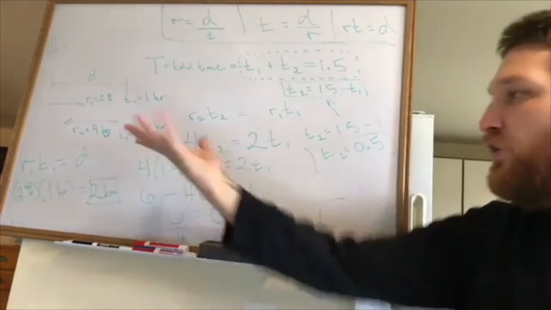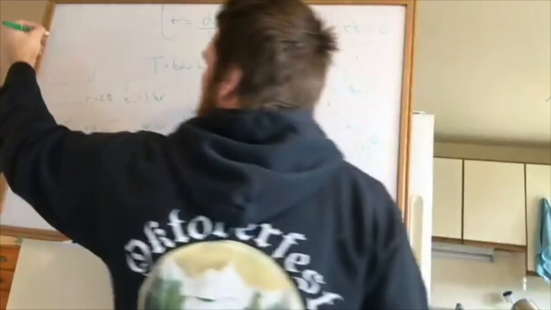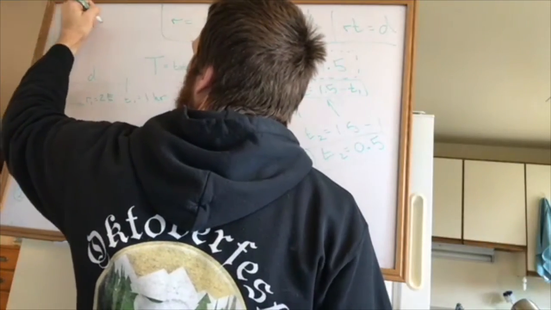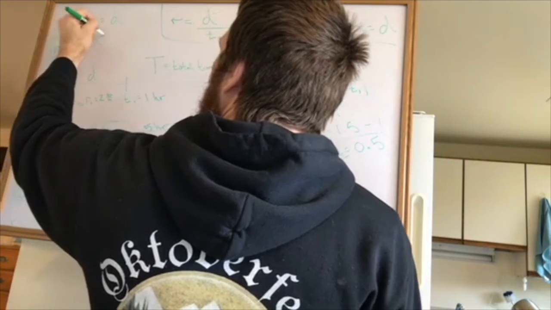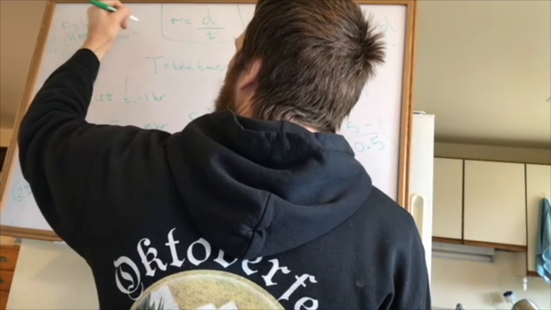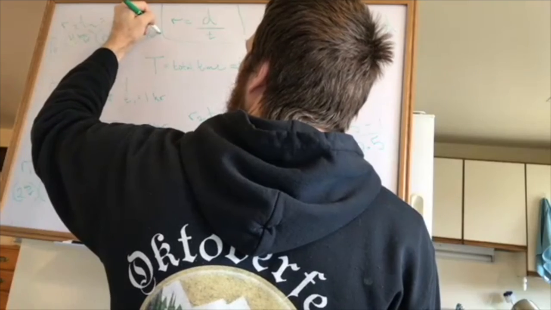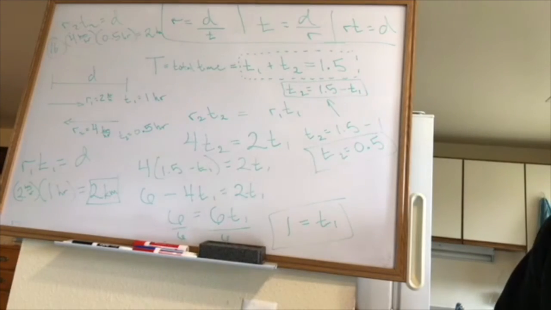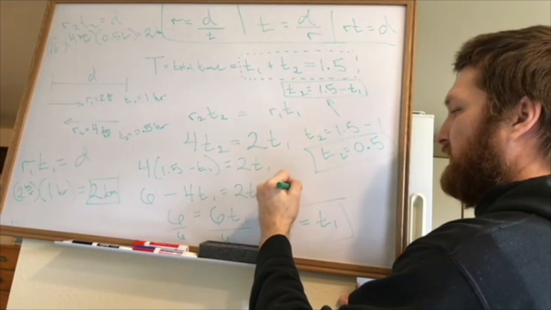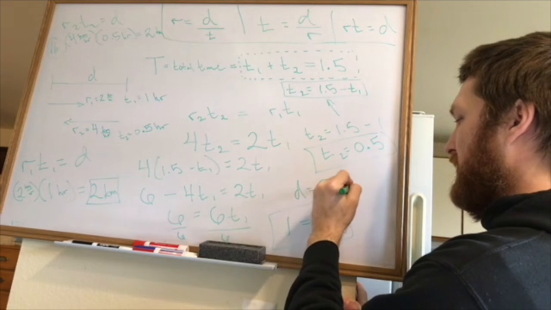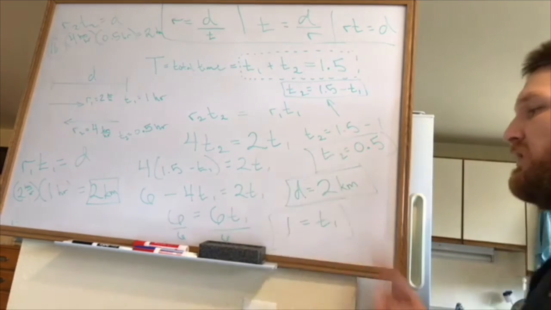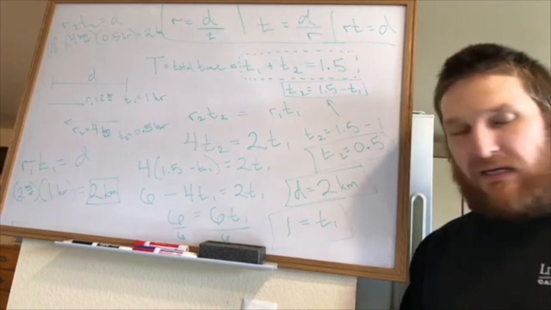And we could see that if we had used the other equation, R2 times T2 equals D, we would have ended up with the exact same thing, as we should. 4 kilometers per hour times 0.5 hours does indeed give me 2 kilometers was the total distance traveled. So the answer for number 16 would be D equals 2, not jelly beans, not sandwiches, kilometers. I want to see units, please. Does that make sense?